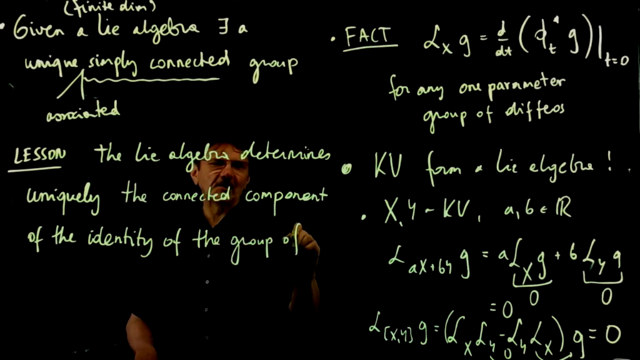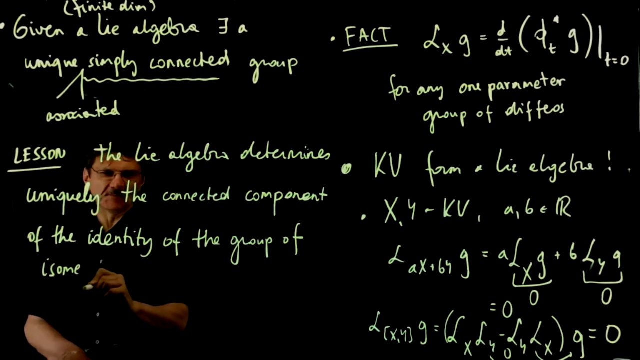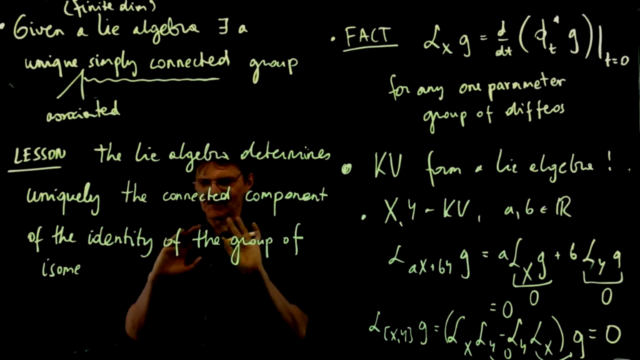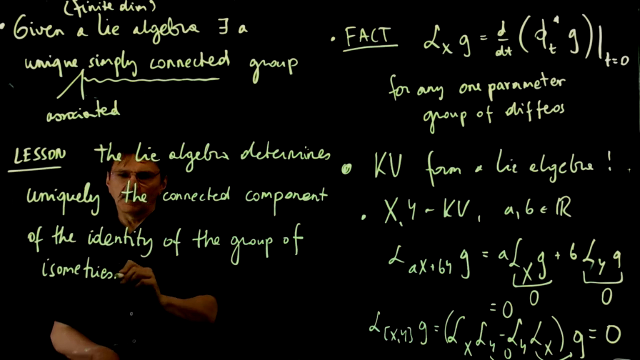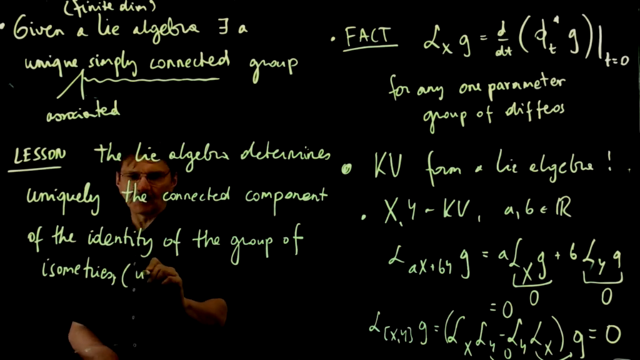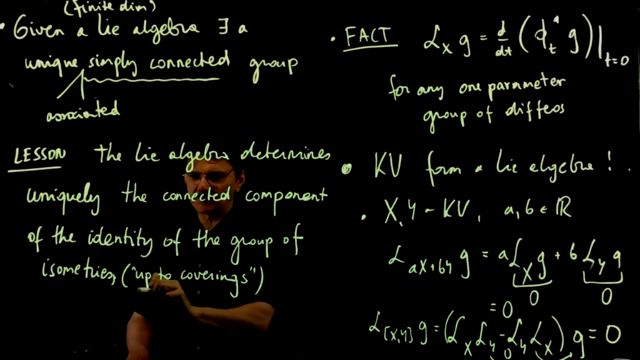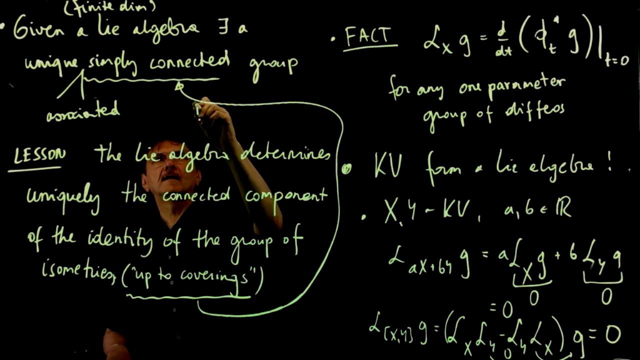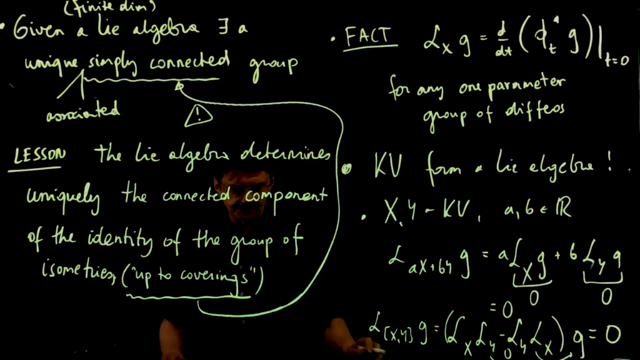I'm sure that you're completely confused now. And this lecture is much more confusing than it needs to be. So one way of thinking about it: Killing vectors and isometries are in one-to-one correspondence, almost. So up to coverings, and this up to coverings has to do with the simply connected business. So two things here, right? The connected component of the identity.